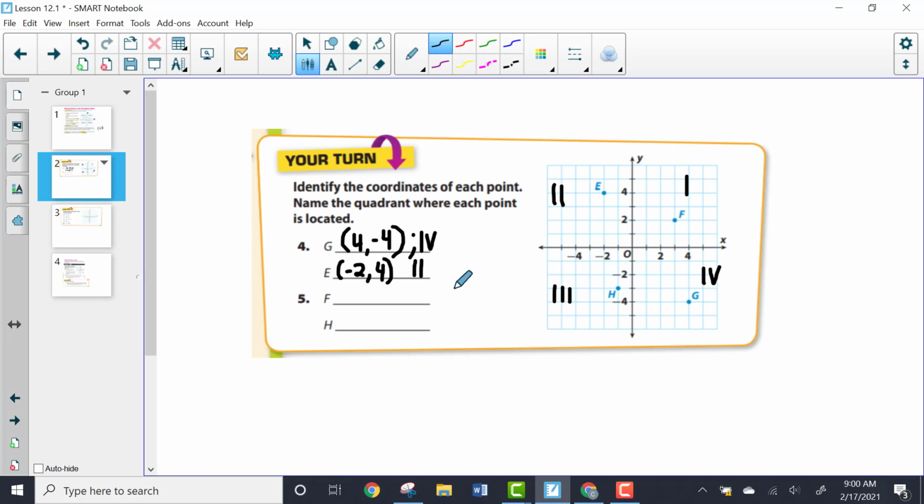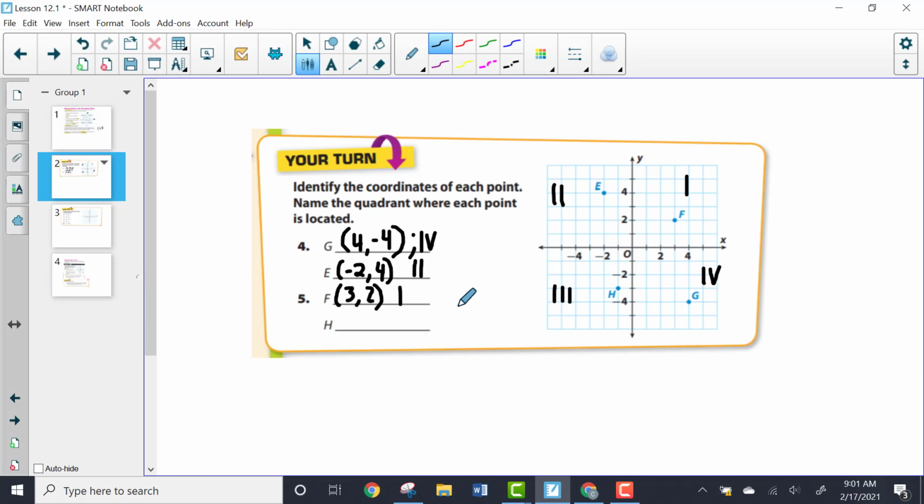All right, let's take a look at F. Again, we need to figure out, first of all, when we're writing an ordered pair, which number on the x-coordinate is that point lined up with, and that's going to be our first number of the ordered pair, and that is a 3, so +3. And the next one is the y-coordinate, and that is 2. So we have point 3, 2. What quadrant is that in? That's in quadrant 1.